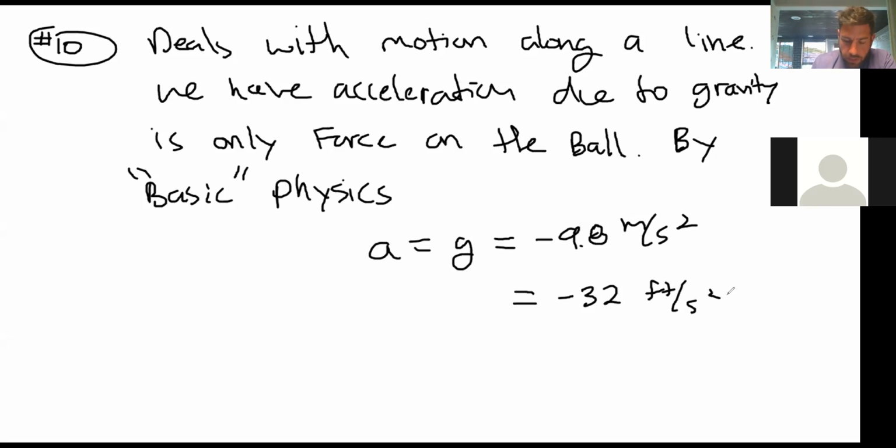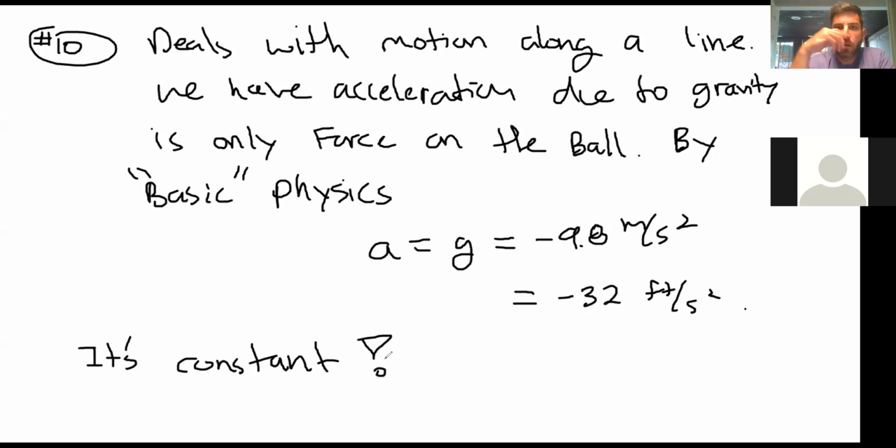So the key observation here is that it's constant. So we know this ball is accelerating, at least if we trust the theories of elementary physics. When you throw it from your hand, it decelerates until it's not moving at all, and then gravity starts taking over and pulls it back down to the ground. It has the same acceleration. It's constant.